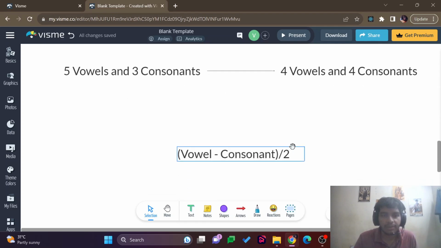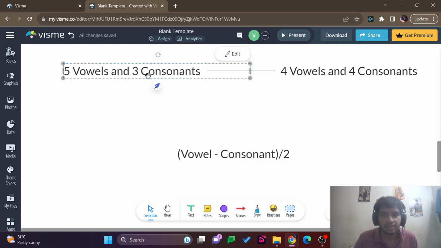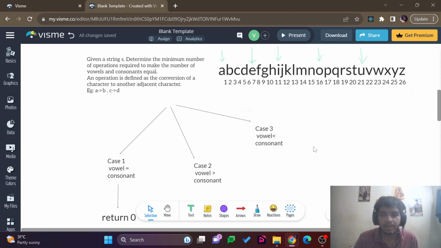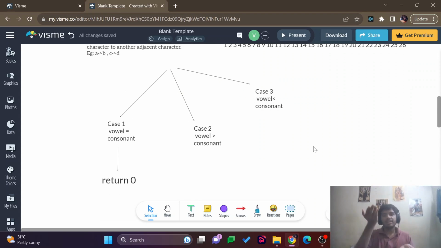Let's say we have got 5 vowels and 3 consonants. We take one vowel and convert it to a consonant to get 4 vowels and 4 consonants, and the answer will be vowel minus consonant by 2. So the minimum number of operations will be 1 in this case. So coming to case 3 is quite interesting because consonant is greater and vowel is lesser.